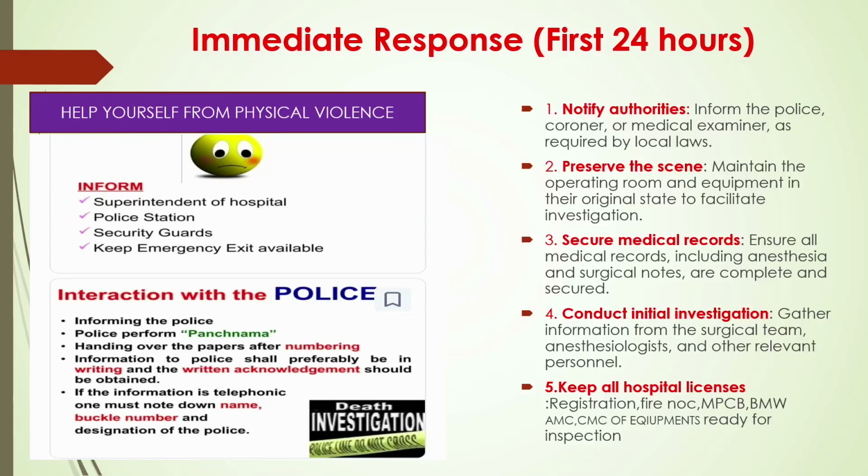After informing, the police will do the first Panchanama. Hand over all your documents by properly numbering them, and see that you write down the police buckle number and his name in your records. Always preserve the scene, meaning preserve the operating room and equipment in its original state, and secure all medical records.